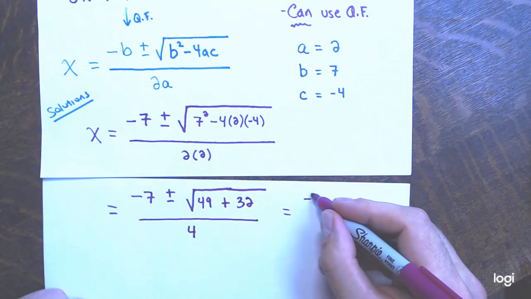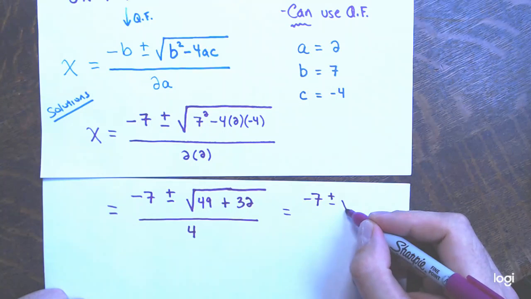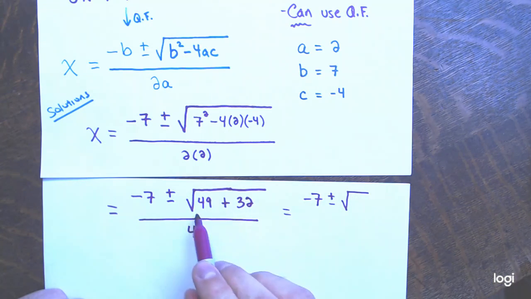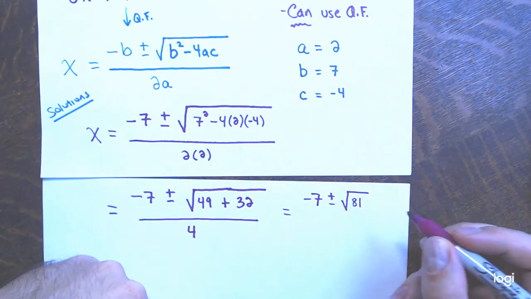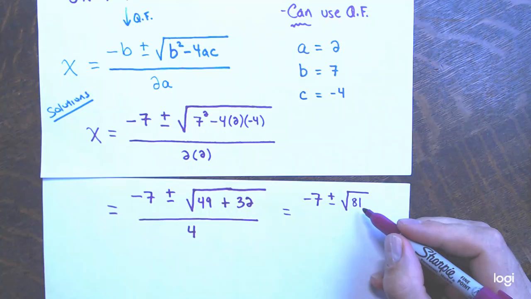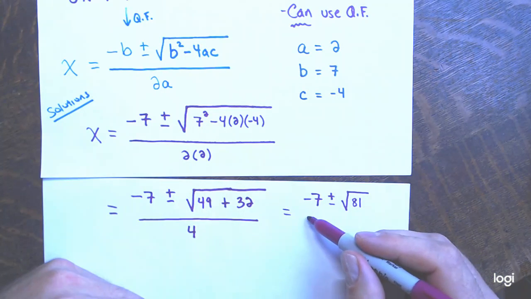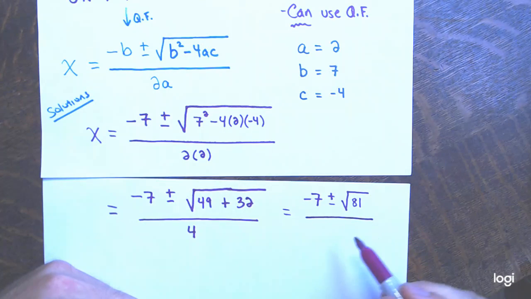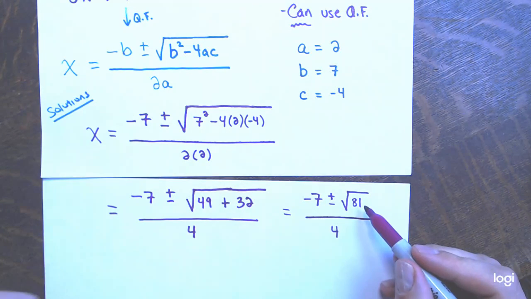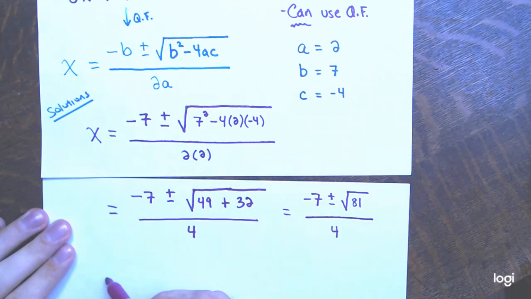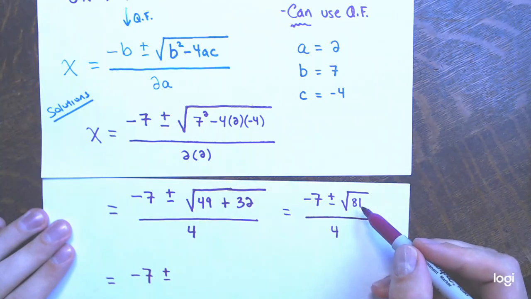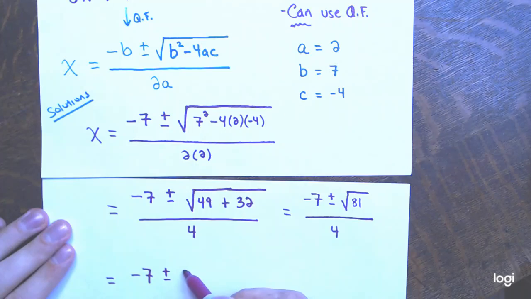Okay, so we have negative 7 plus or minus the square root of, well, 49 plus 32 is 81. I know that these first two examples have had 81 as the radicand. That's not always going to happen, trust me. We'll see examples after this where that doesn't happen. And then we have all that divided by 4. But the square root of 81, that's not a simplified radical, right? 81 is a perfect square. So I have negative 7 plus or minus a square root of 81. The principal square root is 9, right?